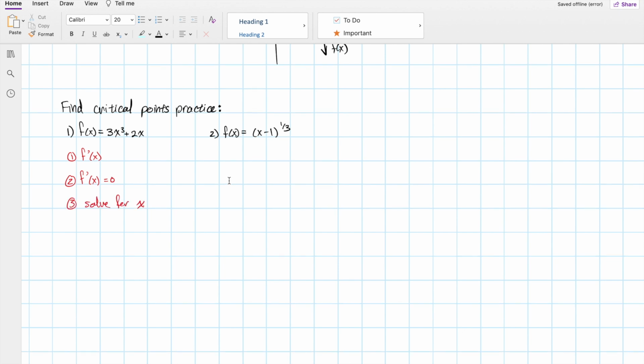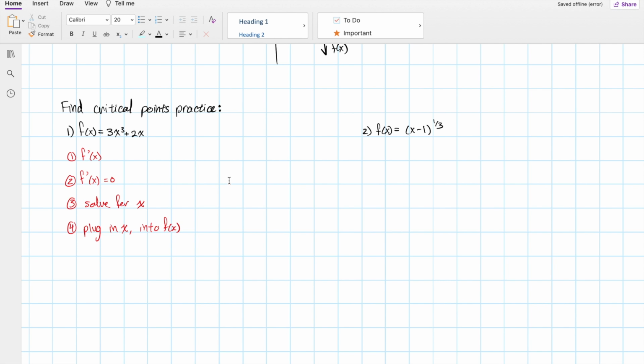Step 4 is plug in those x's into f at x. And that gives you the critical point. So these are the 4 steps you need to do. Not too tricky. So let's start with number 1.